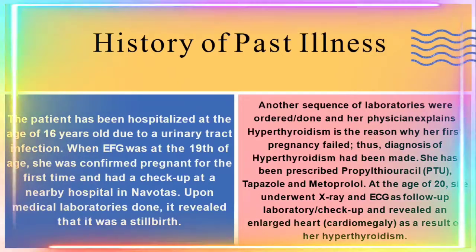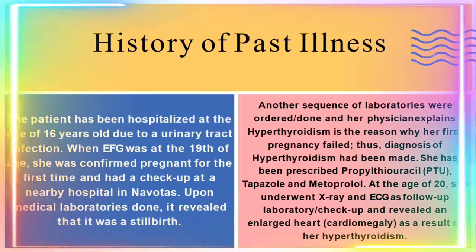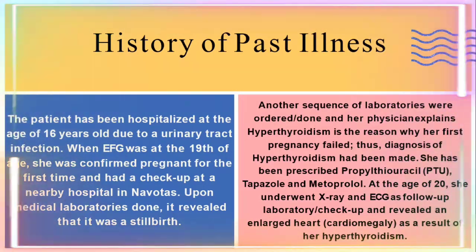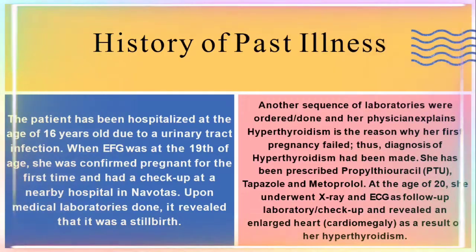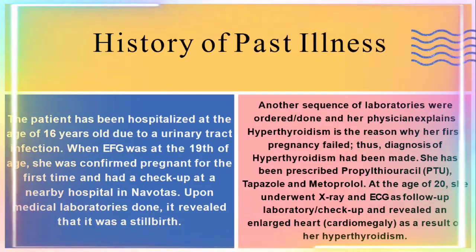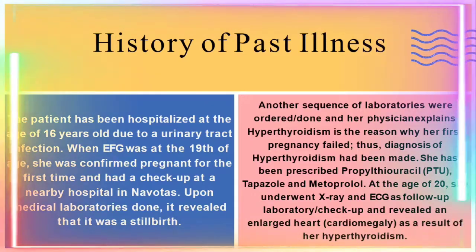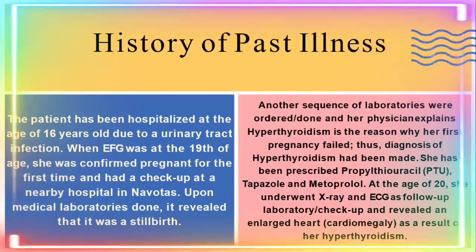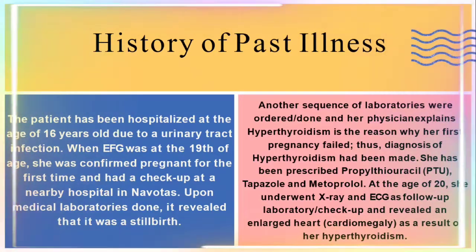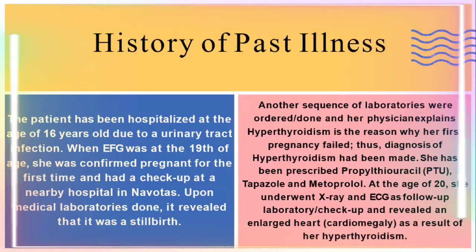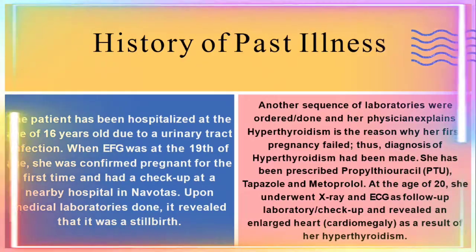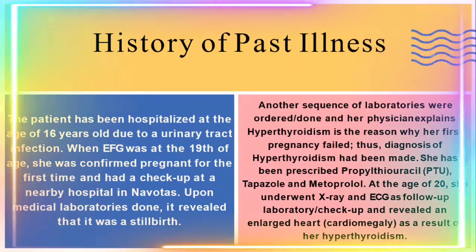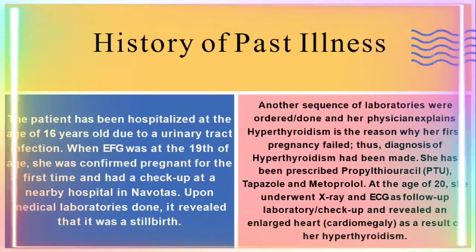For the history of past illness, the patient was hospitalized at the age of 16 years old due to a urinary tract infection. When EFG was 19 years of age, she was confirmed pregnant for the first time and had a checkup at a nearby hospital in Navotas. Upon medical laboratory scan, it revealed that it was a stillbirth. Another sequence of laboratory tests were ordered and done, and her physician explained hyperthyroidism is the reason why her first pregnancy failed. Thus, the diagnosis of hyperthyroidism had been made.